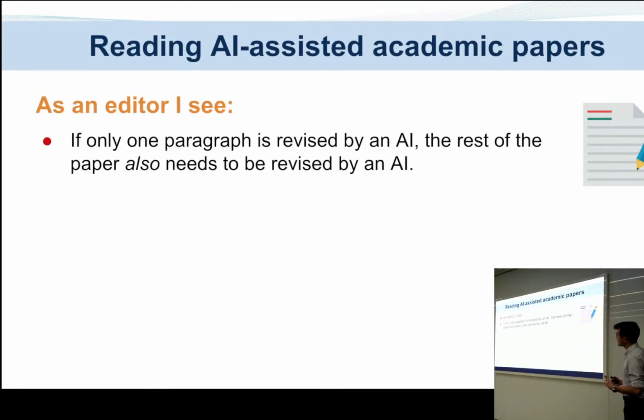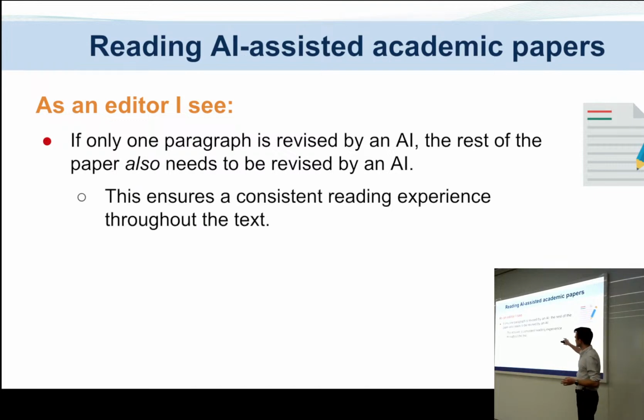If only one paragraph is revised by AI, the rest of the paper kind of also needs to be revised by AI. It's kind of strange. This ensures a consistent reading experience throughout the text. Imagine if you're reading Harry Potter and one chapter is written by somebody from the US. So we had British English the whole time. Harry Potter was written by a British person. And then an American author has their own style and their own flavor, and then it just goes back to British English. That's an extreme example.